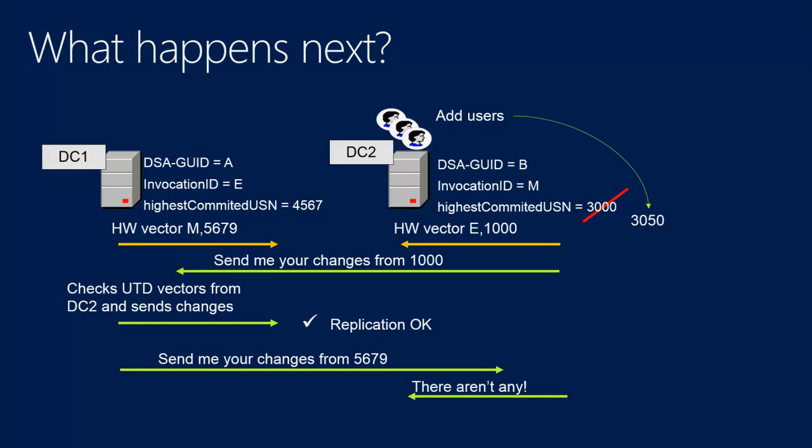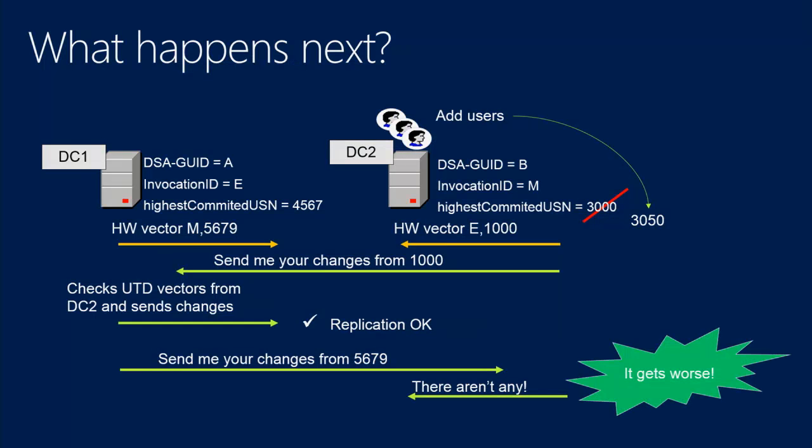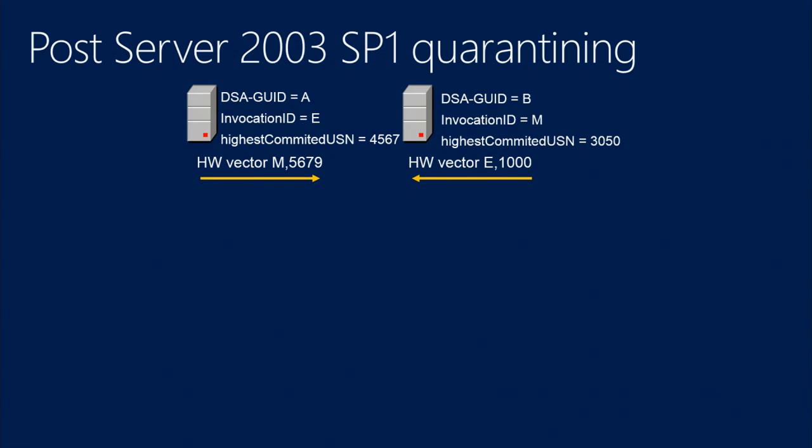So you ended up with this chunk of data that wasn't replicated. It was known as a USN bubble. It's absolutely got to be avoided because it gets really nasty. And it gets worse. You can end up with SID reuse and all sorts of things going on. So in 2003 SP1, Microsoft introduced quarantining.